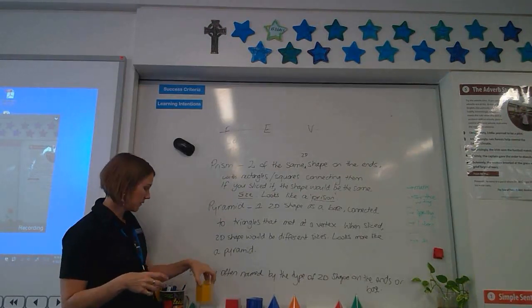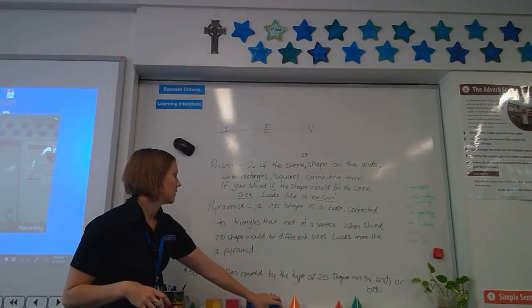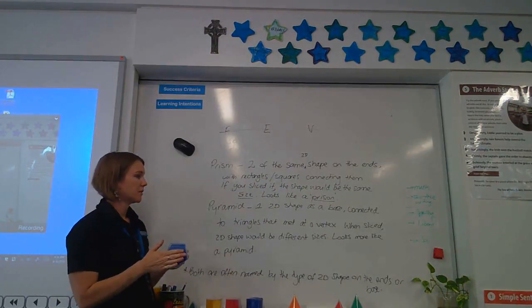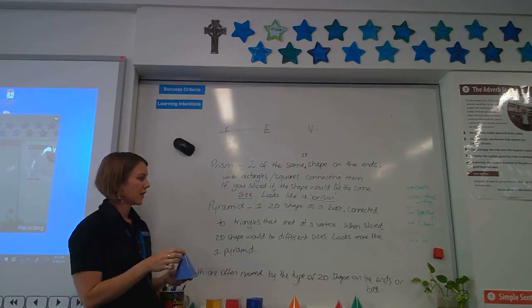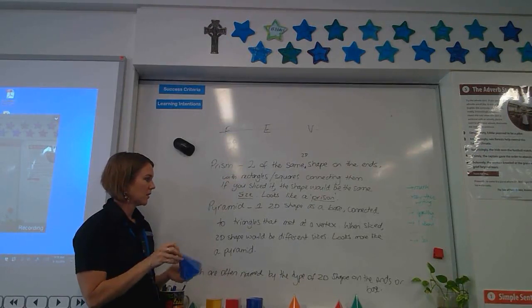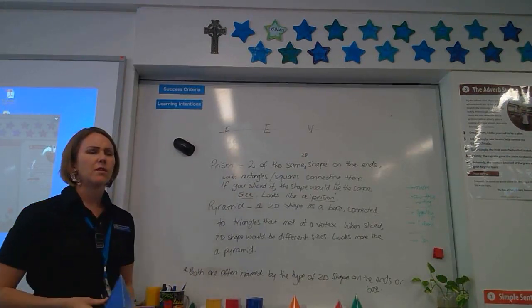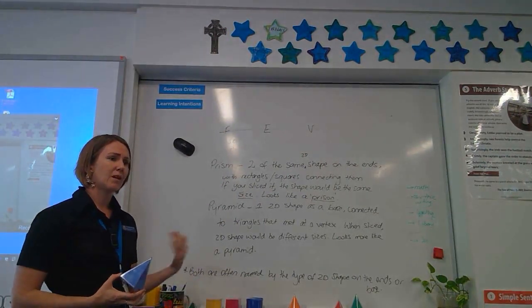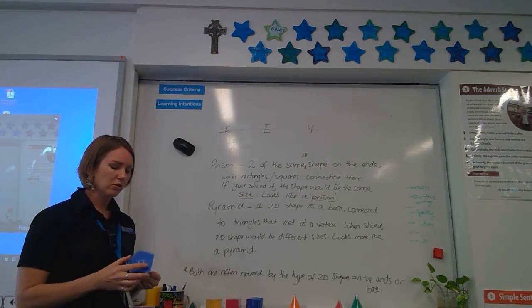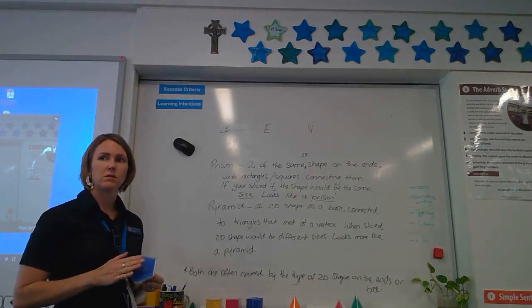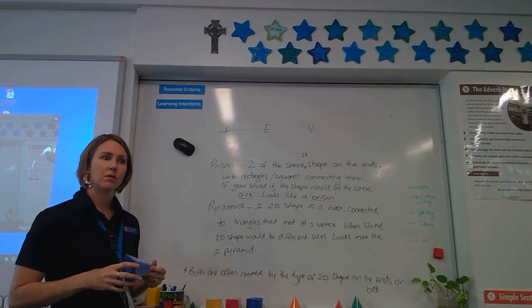And a pyramid: one 2D shape as the base connected to triangles that meet at a vertex. When sliced, the 2D shape would be different sizes and it looks more like a pyramid. So there are different types of prisms and pyramids, and they're named usually based upon the type of 2D shape.